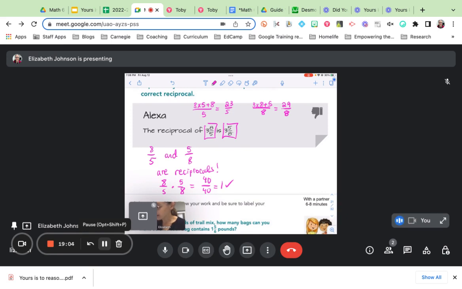Okay, so we've made both of these mixed numbers into improper fractions. So let's multiply them together and see if they equal 1. 23 over 5 times 29 over 8 is equal to 667 over 40, and that is not equal to 1.